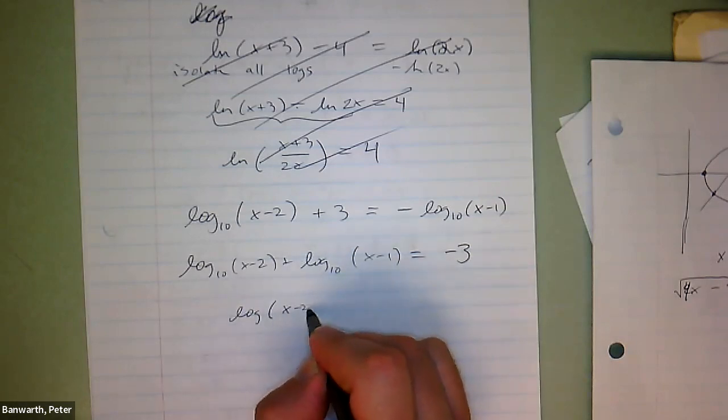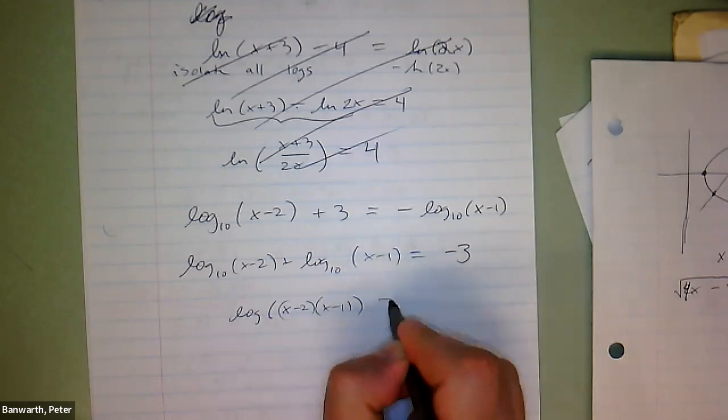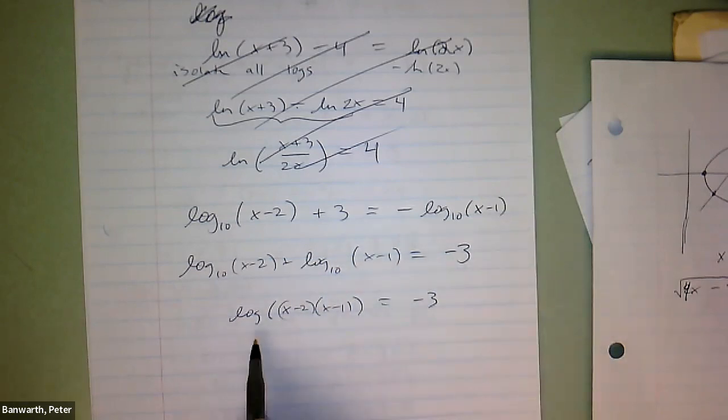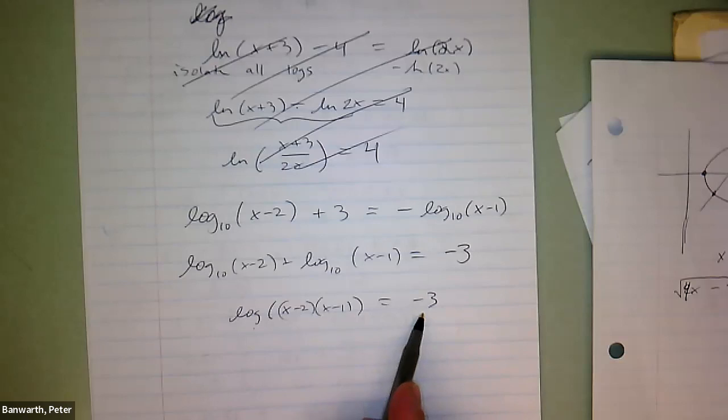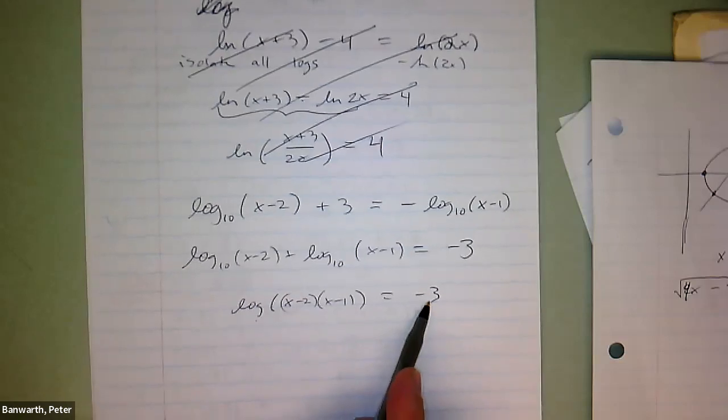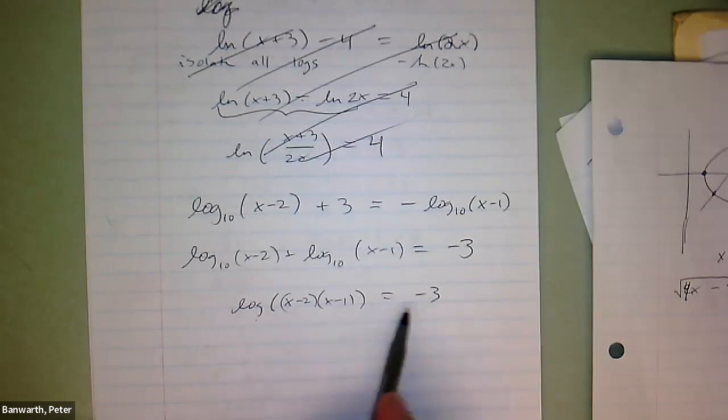If I bring them all into a single log, then I ask you, can I ever take the log of something and get a negative number? Oh yeah, that I can. That's fine. I always get these confused. Yes, I can do that. I can take the log of something and get a negative number. I just can't take the log of a negative number.